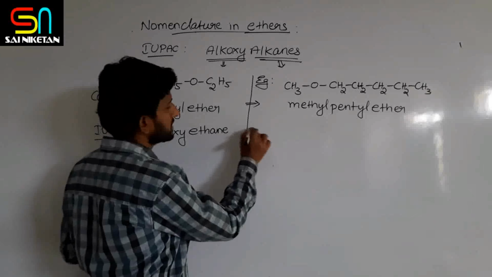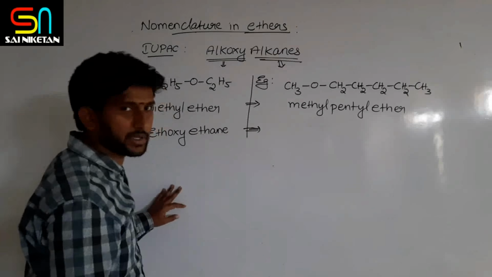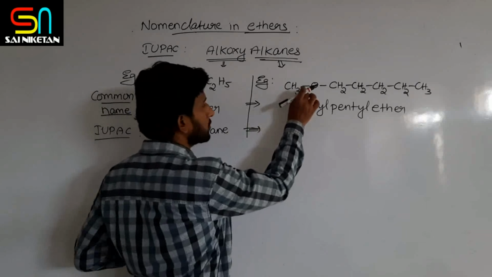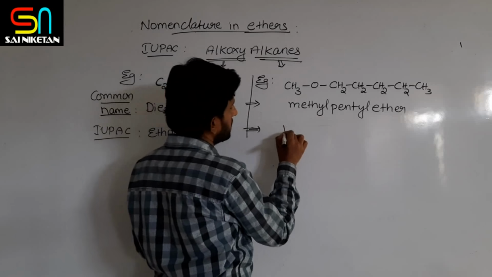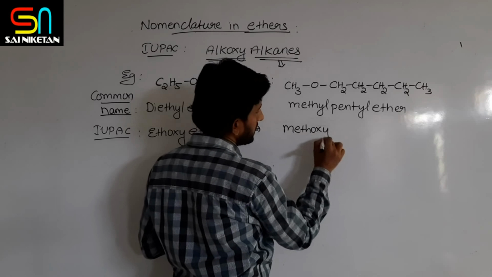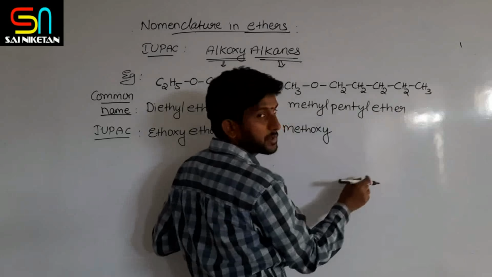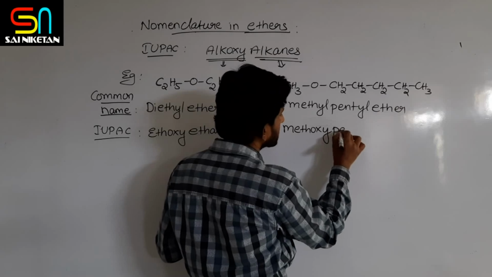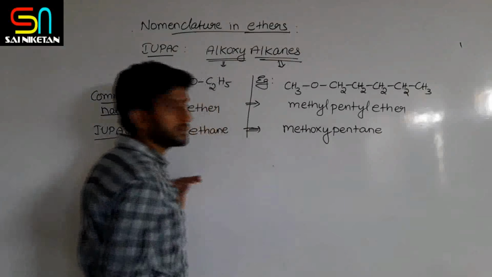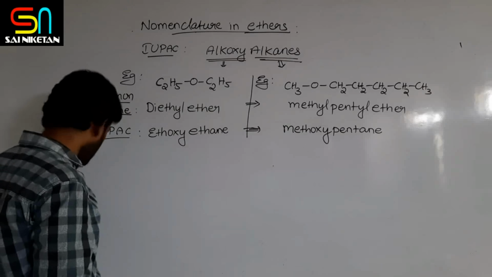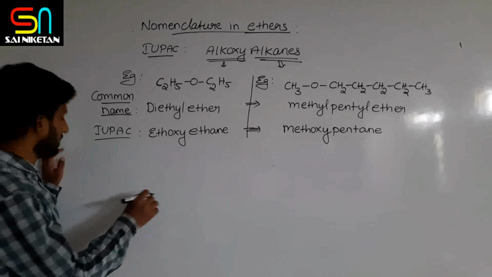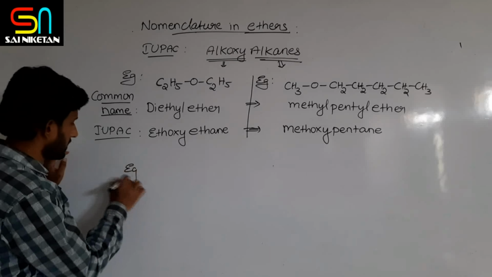What about the IUPAC name of this compound? The IUPAC name must be alkoxy alkane. So which is the smaller group? Methoxy. So the IUPAC name is methoxy, parent chain 5 members, the bigger chain, methoxy pentane. Okay.